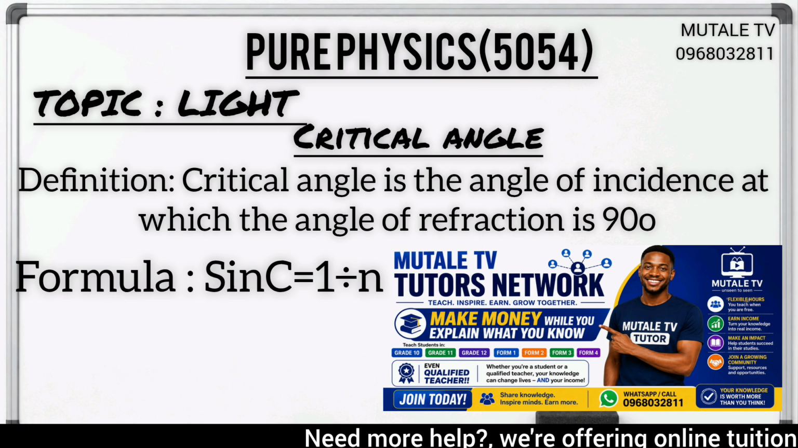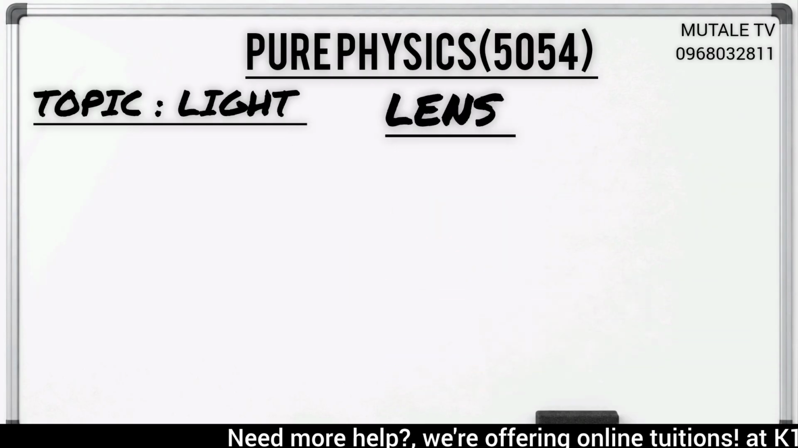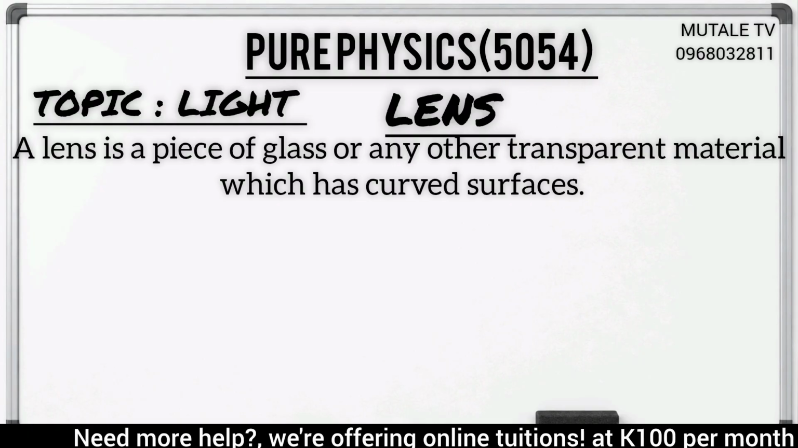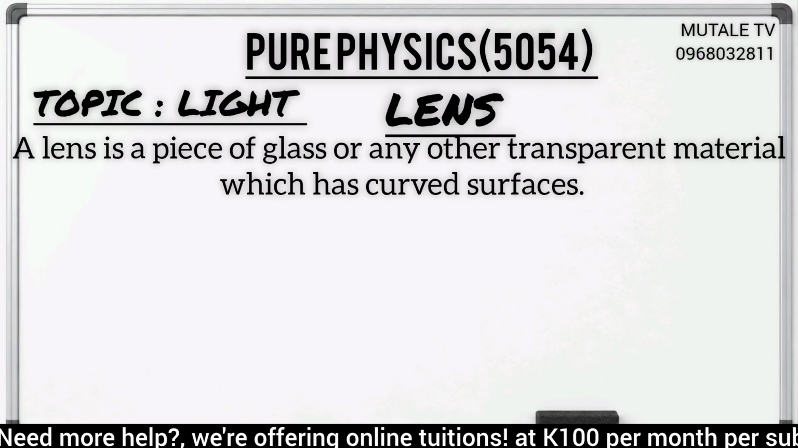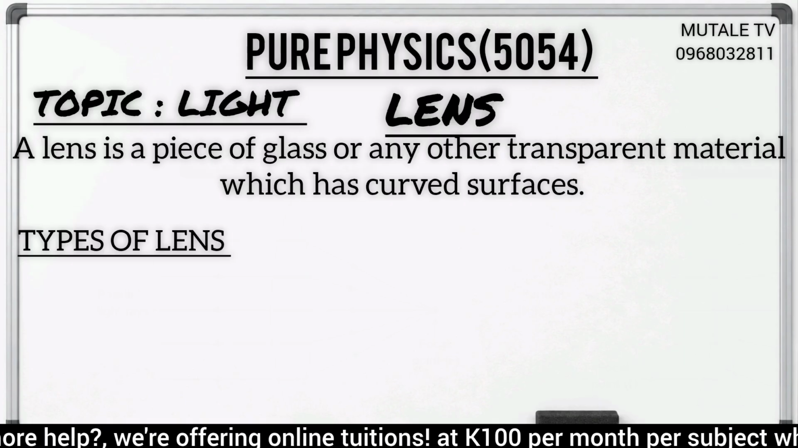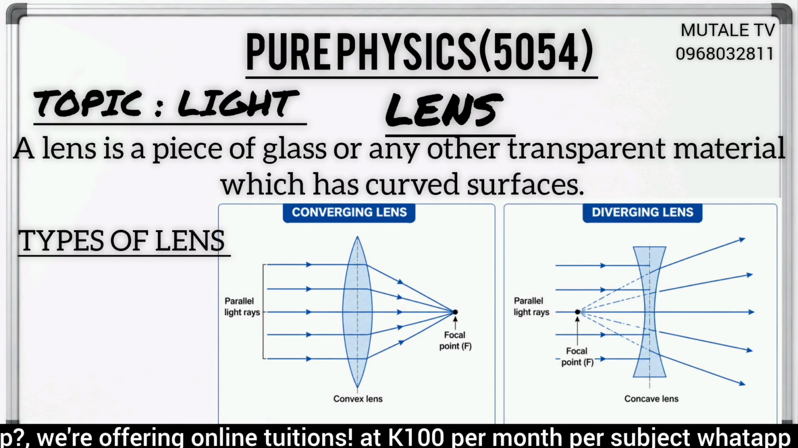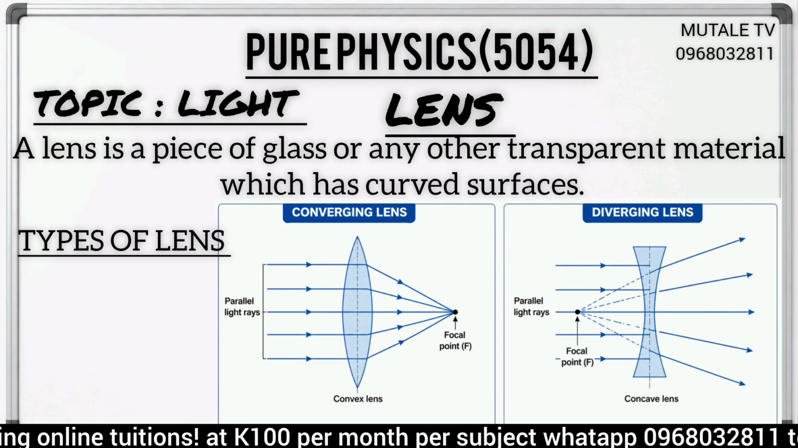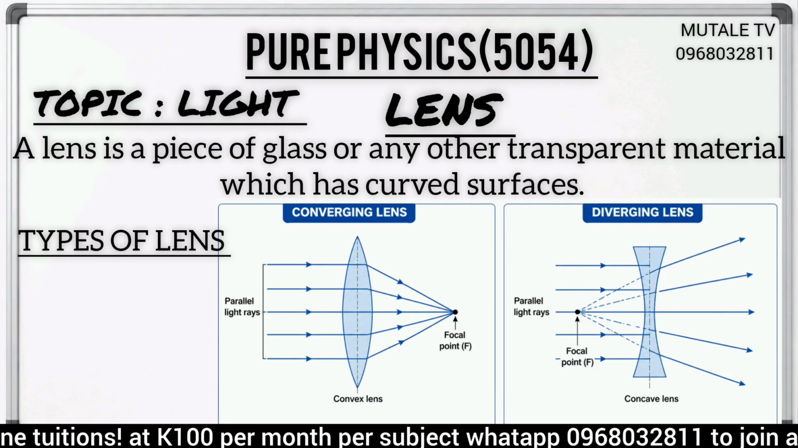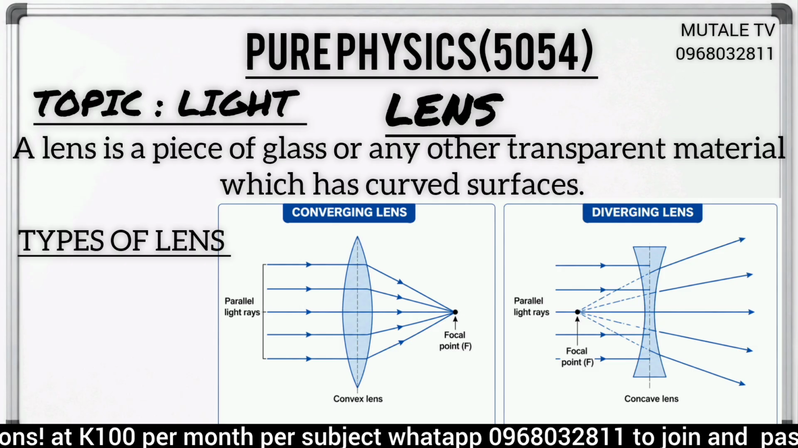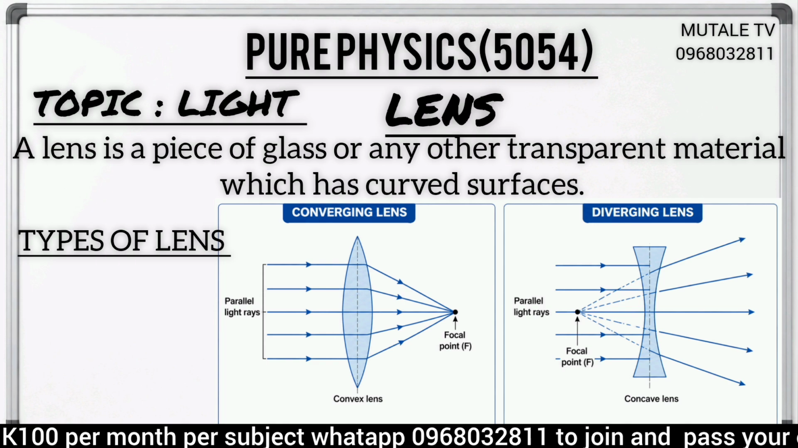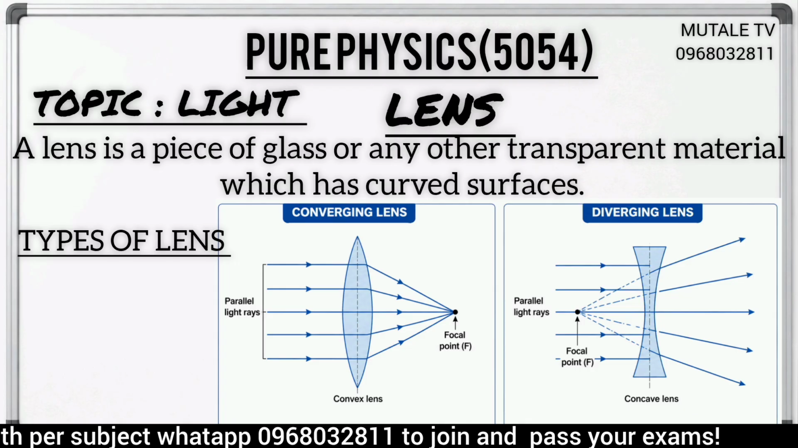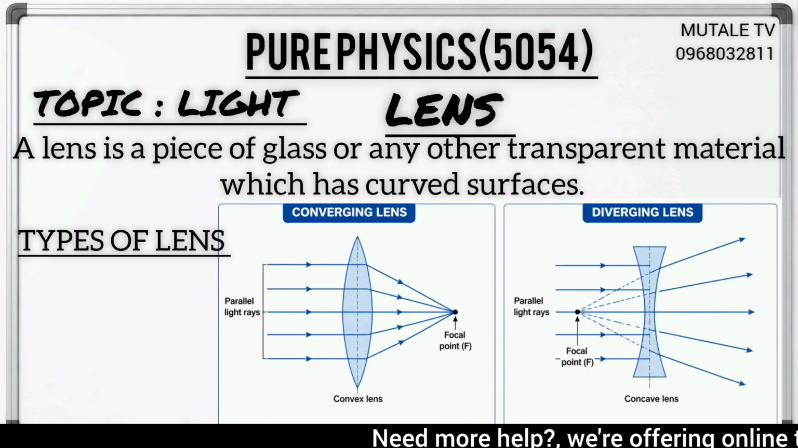Alright, now let's move on to lenses. We need to define what a lens is. A lens is a piece of glass or any other transparent material that has curved surfaces, and there are two main types of lenses. A convex lens is also called a converging lens. It's thicker in the middle than at the edges, and it converges, or draws together, light rays to a point. A concave lens, also called a diverging lens, is thinner in the middle than at the edges, and it diverges, or spreads out, light rays instead.